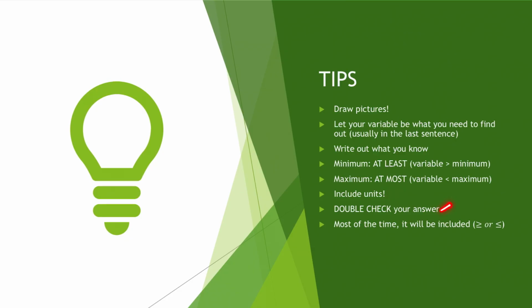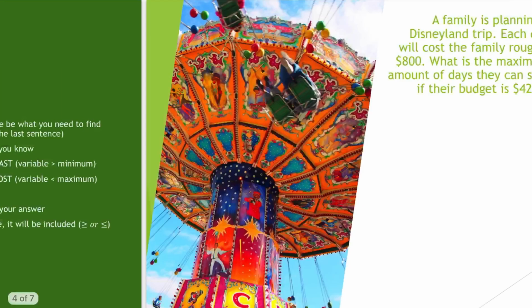Include units. Double check your answer, make sure that it makes sense. Like if you have a budget of $1,000 and the x you get is 1,050, obviously that's wrong because you can't have it more than 1,000. Most of the time the boundary value will be included, especially in word problems, because if you have a budget of $1,000, that means that you can also include $1,000, and that's totally fine. So most of the time it's going to be less than or equal to or greater than or equal to.